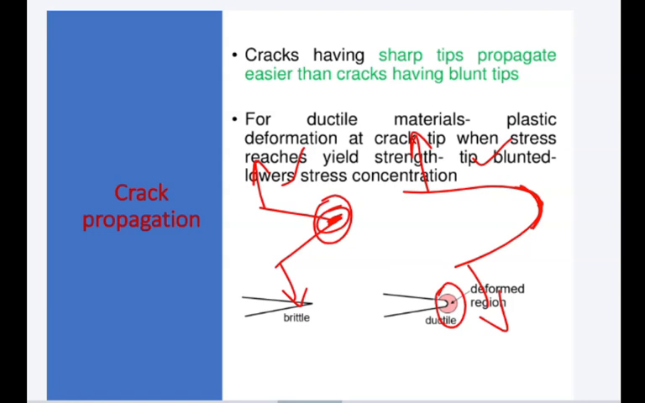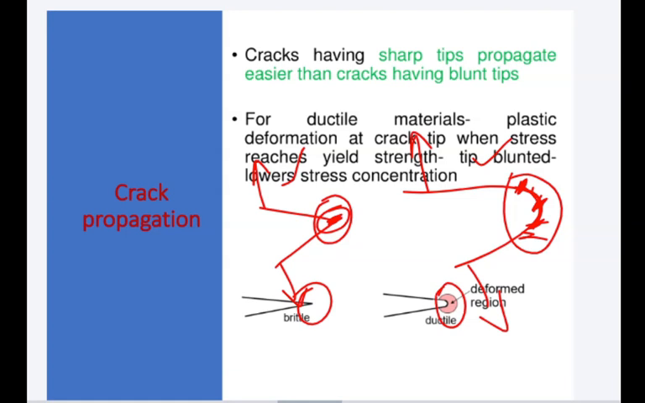So we see too much deformation here. This part is also deformed, this part also, this part, this part and this part. So that's why the stress is distributed over the area. Here, the stress is not distributed over the area. The deformation only occurs at that particular point.